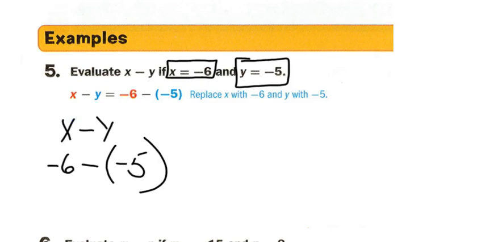Now, why do I put the parentheses? Because a negative minus a negative looks kind of funky, so I want to change that. Let's turn that into an addition problem, nice and easy for ourselves. Negative 6 stays the same, we change subtraction to addition, and we change our second term to its additive inverse of 5. So negative 6 plus 5 is negative 1.